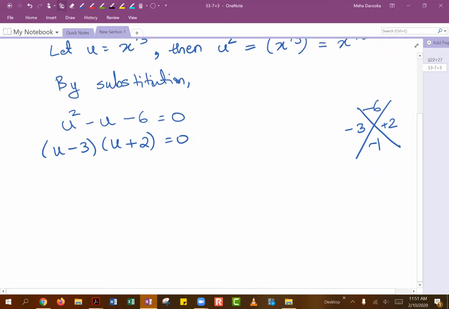And then using your zero factor property, take each one. Very good. So subtract 2, add 3.